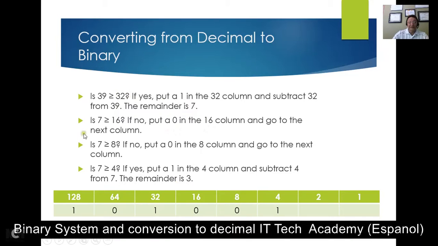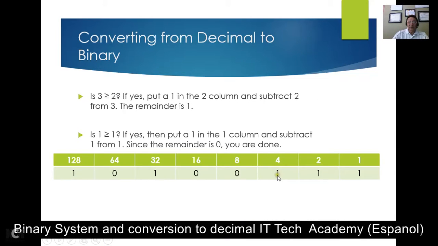Now we have only 7, and we keep going, checking with the next column. Is 7 greater or equal than 16? The answer is false, so we put a 0. The next one: is 7 greater or equal than 8? False, put a 0. Is 7 greater or equal than 4? The answer is yes, so we put a 1 here, and we go to the next column.